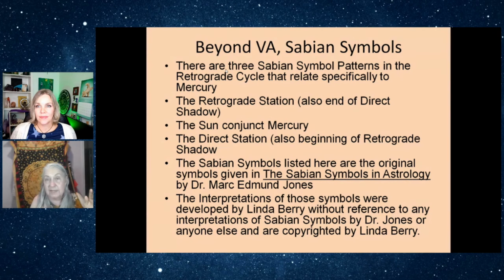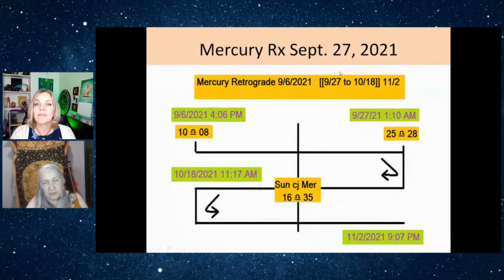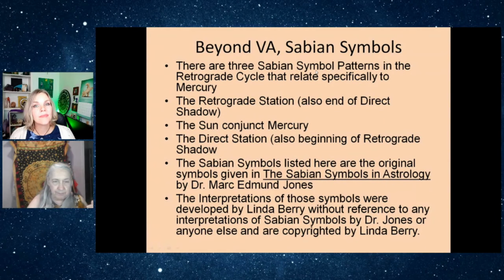So it's exactly the same Sabian symbol pattern when Mercury turns retrograde at 25 of Libra, and when Mercury actually exits the whole segment of retrograde degrees. Now, then you have the Sabian symbols for the Sun conjunct Mercury, which is in the 16th degree of Libra. And then you have the direct station. This is when Mercury has gone back to the start of the retrograde degrees. It's gone backwards from 25 of Libra back to 10 of Libra.